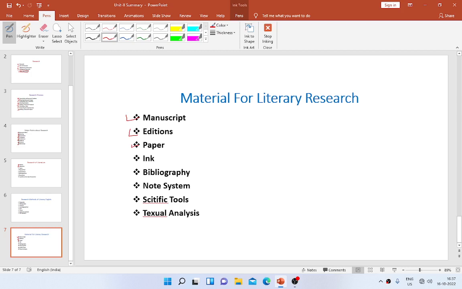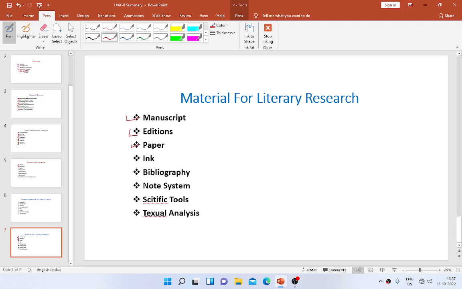We also must discuss the next tool, which is bibliography. It means a list of books and articles on a given subject or by an author.